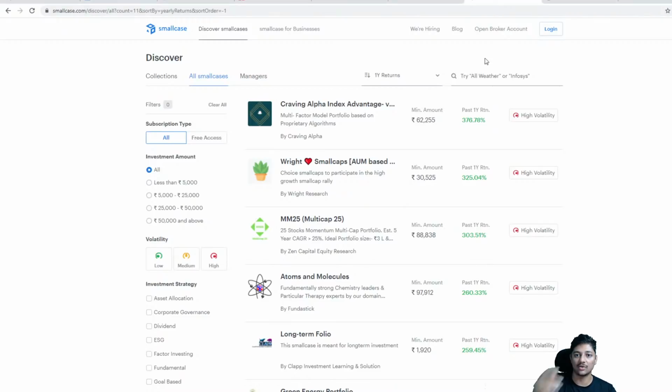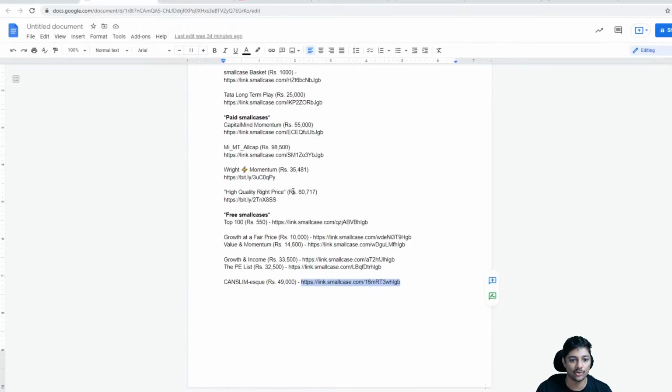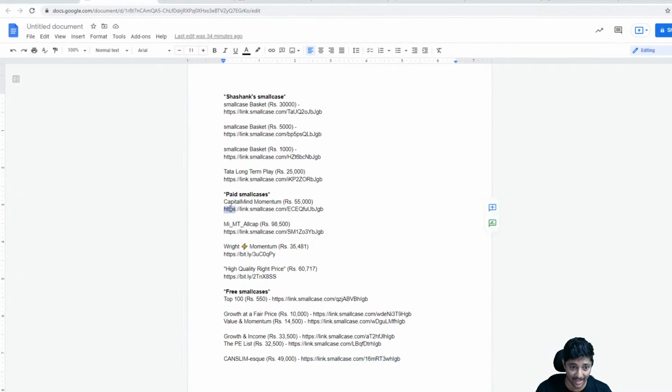Now, let me come to paid smallcases. Yes, let's do paid. All ready? Now, let me tell you guys, these smallcases will give you slightly better returns than all the free ones. They are actively managed. By actively managed, I mean most of the time every 1 week there is a rebalance. So let me show you one smallcase which is my favorite and I've invested in.